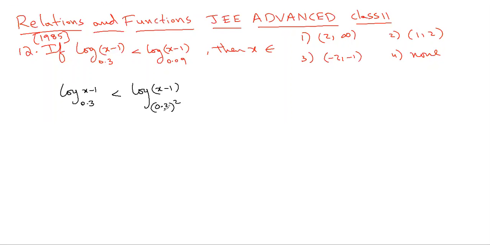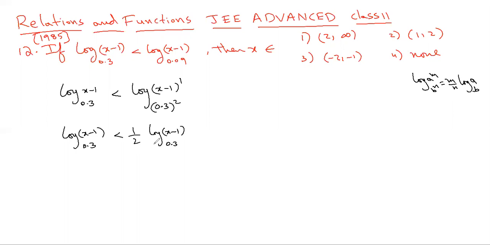So the second one is easier, because we can clearly identify this 0.09 as 0.3 the whole square. And the next step, you can use this power 1, and this well-known formula, log a power m to the base b power n is m by n log a base b. So if you use that, log (x minus 1) base 0.3 is less than 1 by 2 log (x minus 1), the base 0.3. See, we could get the base same, but you should have only log here. So you can't have this half. So you should somehow simplify this.